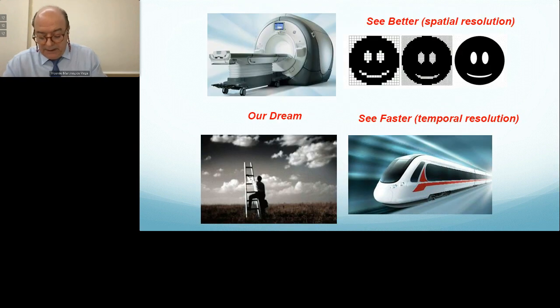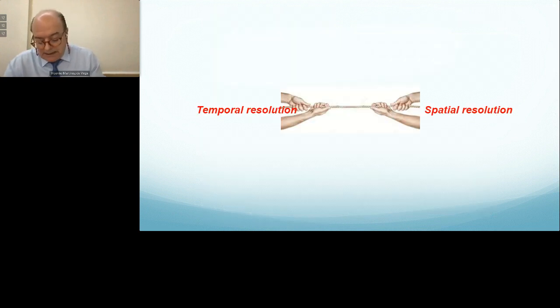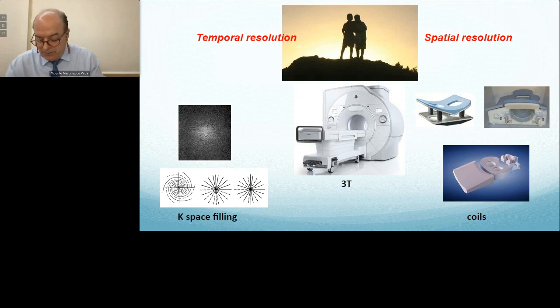From the beginning, our dream with MRI was to see better with more definition and see faster with reduced acquisition time. There always has been a struggle between temporal resolution and spatial resolution, but various advances have improved this relationship. 3T magnets with powerful gradients, new multi-channel surface coils, and different k-space reconstruction strategies result in better signal-to-noise ratio and faster acquisition, allowing us to obtain higher spatial resolution images with very short acquisition times.